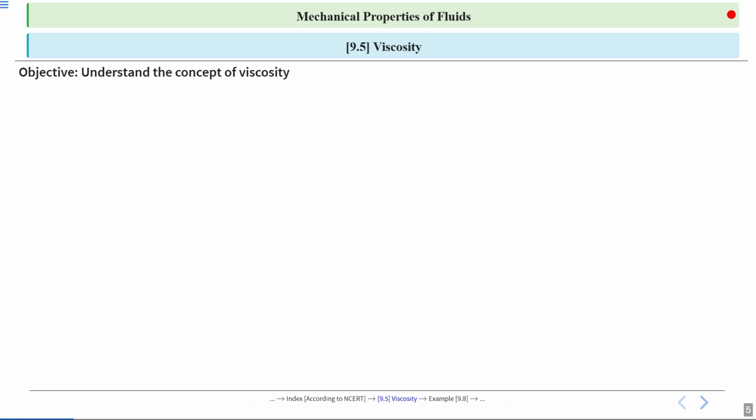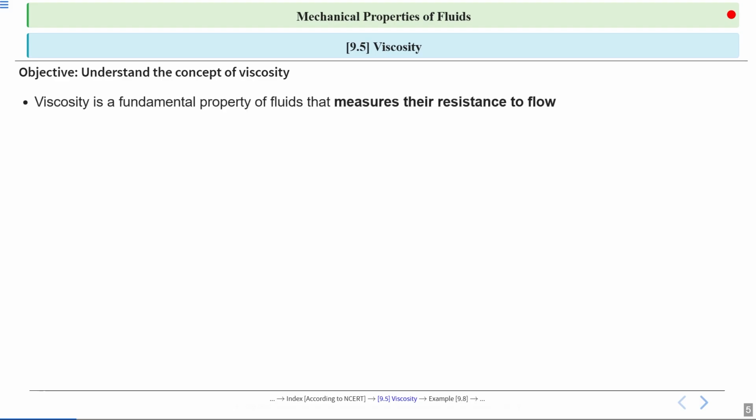So, students, let's start with viscosity. Viscosity is a fundamental property of fluids that measures their resistance to flow. Viscosity arises when there is relative motion between layers of fluid.